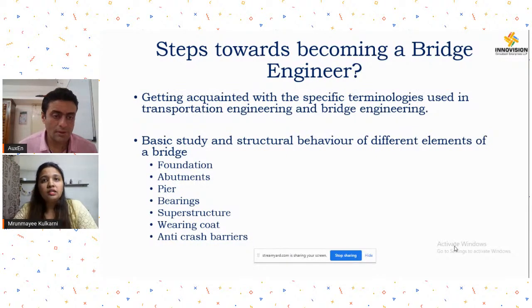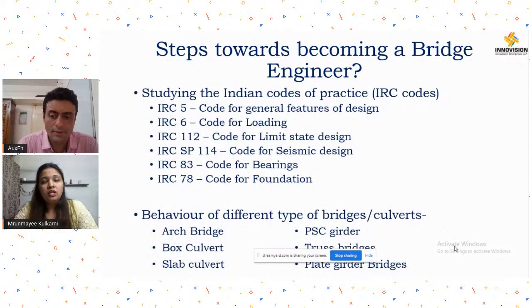Bearing is a very important part, and we know very little about the behavior of the bearings, and there are different types of bearings used for different types of structures. Then bearings in superstructure, what is wearing coat, what are different types of wearing coat, then anti-crash barriers. These are the basic components of the bridges. You should have the basic knowledge about the working of these components. Then comes the code.